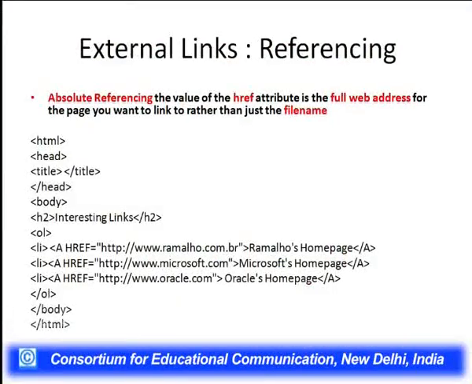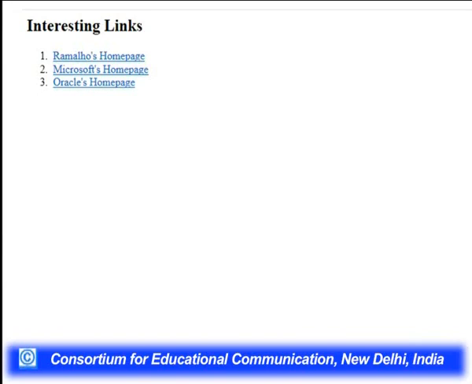So you can see here in absolute referencing, the value of the href attribute is the full web address for the page you want to link to, rather than just the file name. So you can see here in the coding also, you specify a href equal to, and then you specify the complete path of the files or of the website or of the web page that you wish to open. So the output of this will appear like this, and when the links are clicked, the user will be taken to the respective web pages which have been described in the URLs.